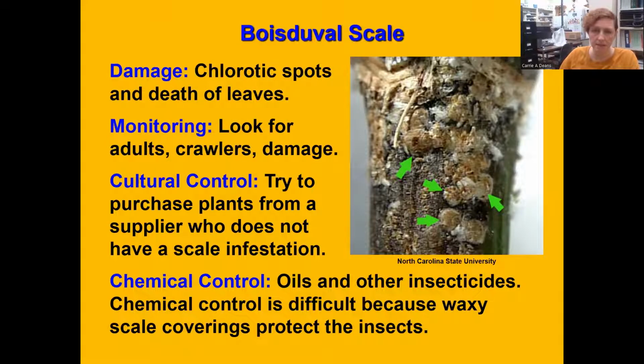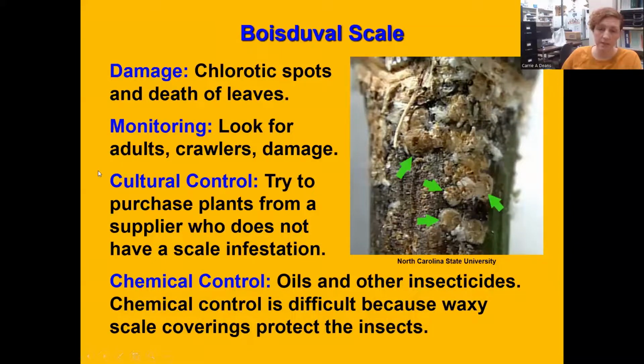You can see the species is actually quite cryptic here, so it can be really difficult to see scale insects on, especially parts of the plants that are brown, but you should be able to identify damage by looking at the leaves, so looking for chlorotic spots or leaf abscission, things like that. You can also, obviously, the crawlers are going to be a lot easier to see because they are mobile than the adults.